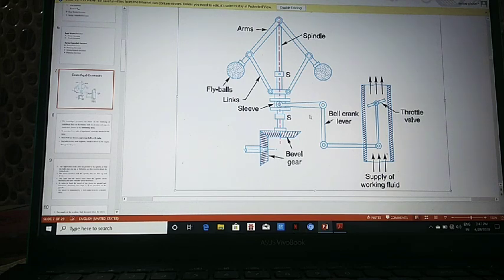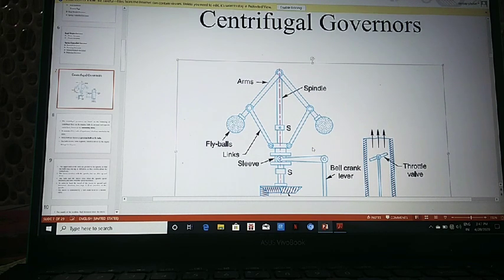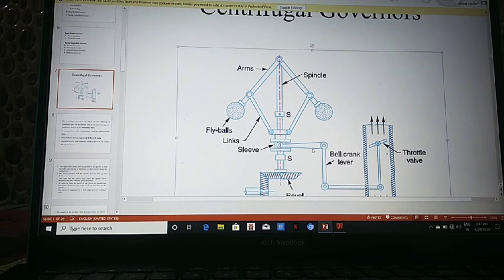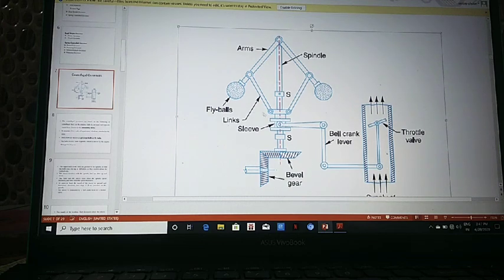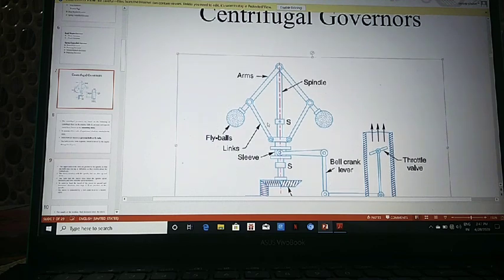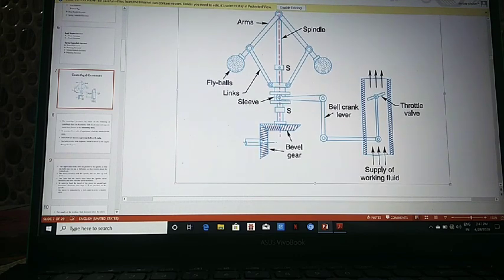Hello dear students, in the previous lecture we have studied the introduction to the governor and the application part of the governor. Today we are going to start the detailed constructional features of the governor and the classification of the governor. So this is the centrifugal governor, as you all know. Let us discuss its function.